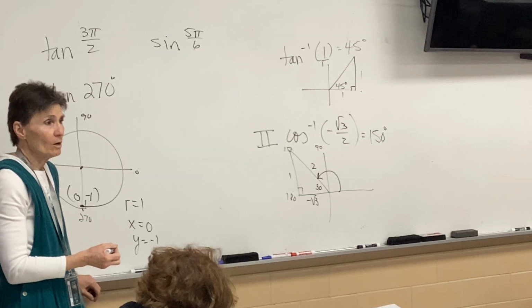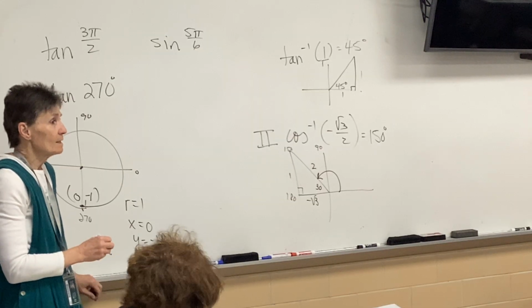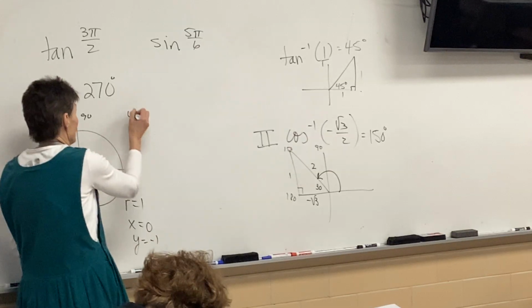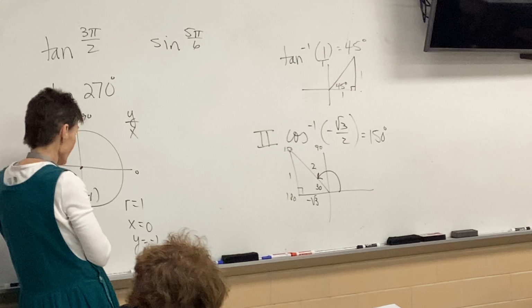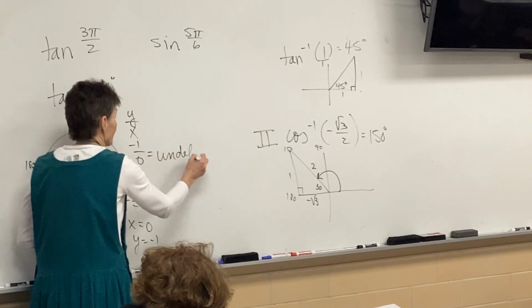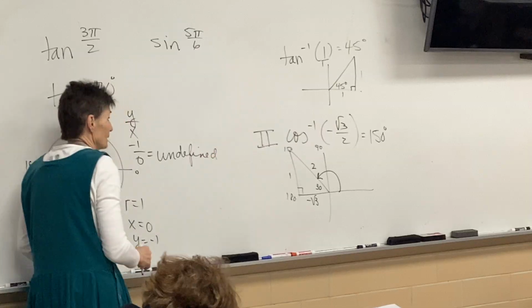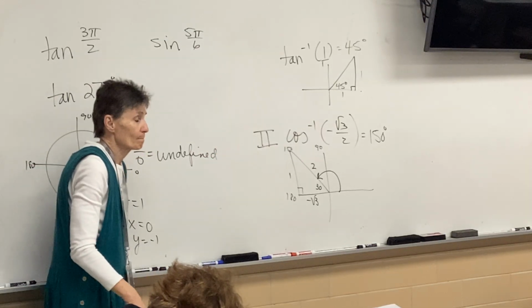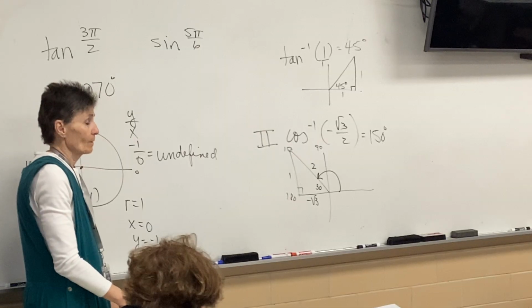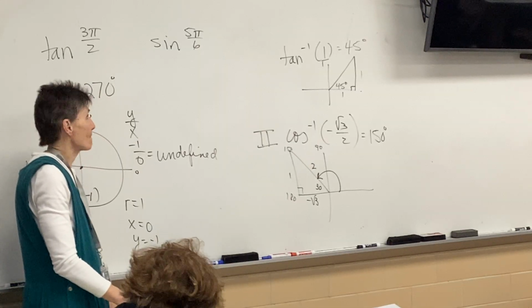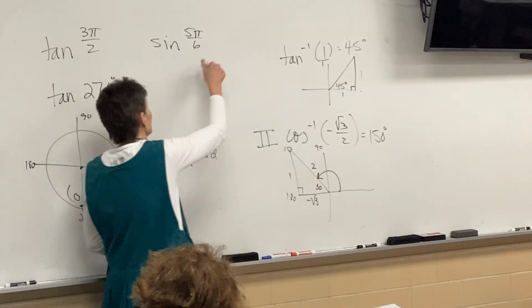And then we know, and it will be on our sheet we get, the tangent is y over x. So if we put y over x, we get -1 over 0, which is undefined. We write undefined. What if it was 0 over 1? 0. All right, same thing.